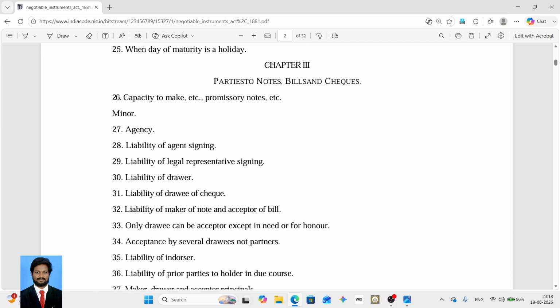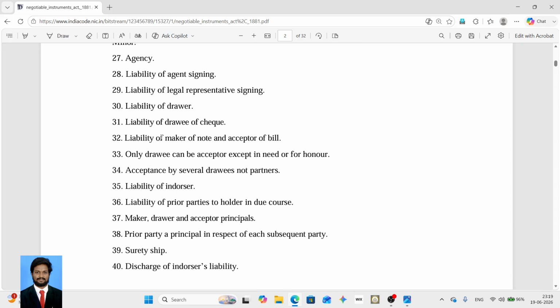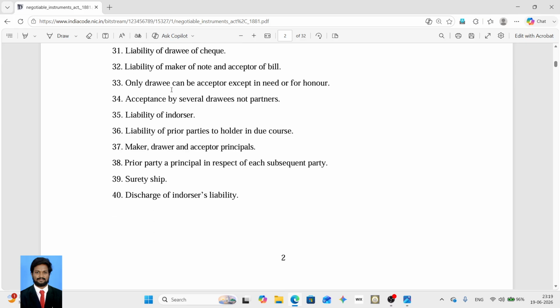So now we have completed chapter 2. Let us go through chapter 3, parties to notes, bills and checks. 26, capacity to make promissory notes, etc., minor. 27, agency. 28, liability of agent signing. 29, liability of legal representative signing. 30, liability of drawer. 31, liability of drawee of check. 32, liability of maker of note and acceptor of bill. 33, only drawee can be accepted except in need or for honor. 34, acceptance by several drawees, not partners. 35, liability of endorser.